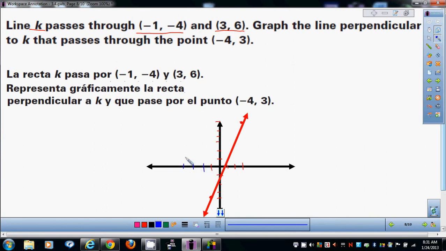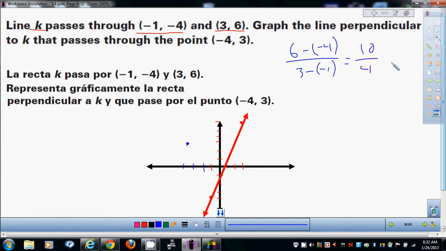First, let's find the slope of the first one. 6 minus negative 4 over 3 minus negative 1. So that's 10 over 4. What's that reduce to, somebody? 5 over 2. Now, I told you earlier, if two slopes are perpendicular, they multiply to be negative 1.